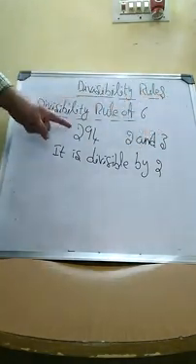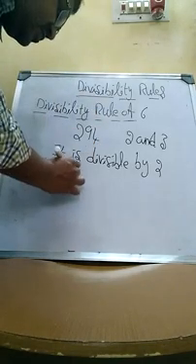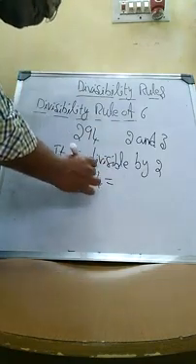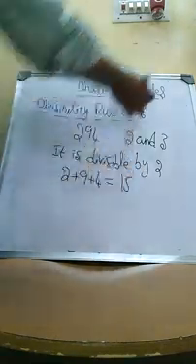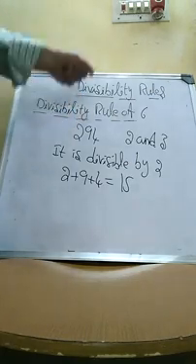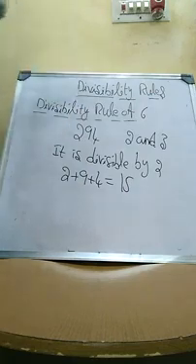And next we have to check for 3 also. For 3, the sum of the digits should be divisible by 3. What is the sum of the digits? 2 plus 9 plus 4. 2 plus 9 is 11, 11 plus 4 is 15. 15 is divisible by 3, 3 5s are 15. So this number 294 is divisible by 2 and also divisible by 3.